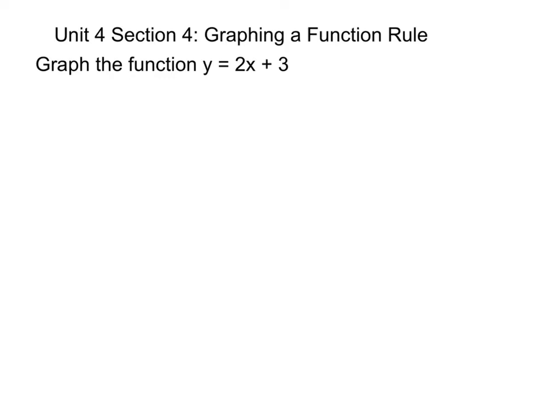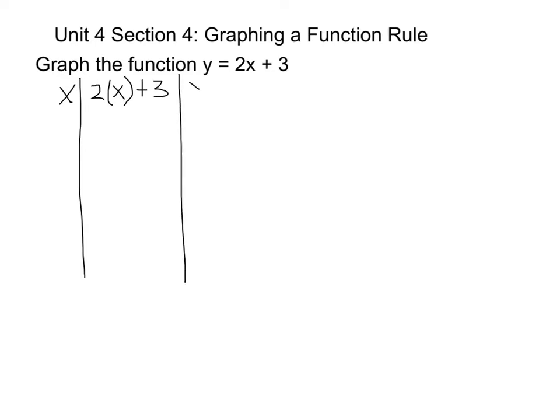This is Algebra 1 and this is Unit 4, Section 4, Graphing a Function Rule. So the first thing we need to do is set up a table and choose some x values. We need to plug those x values into the function itself, and then we need to have some y values. Now the x and the y values together make a point.